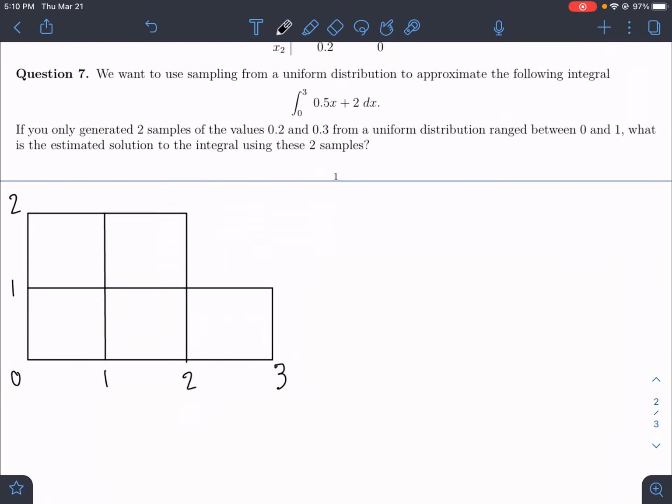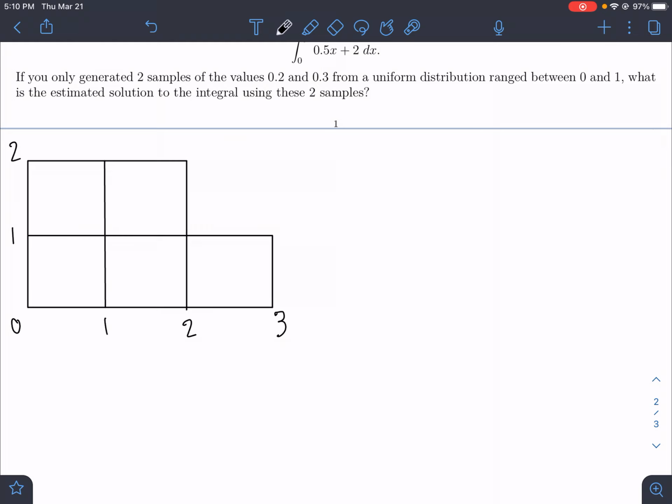Okay, so one thing I want to get started on before this was just to really clarify exactly how we do sampling and why it works. So I'm going to be doing a separate example to demonstrate exactly how this works.